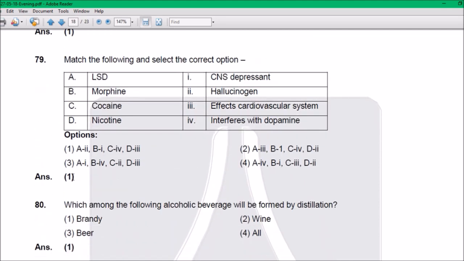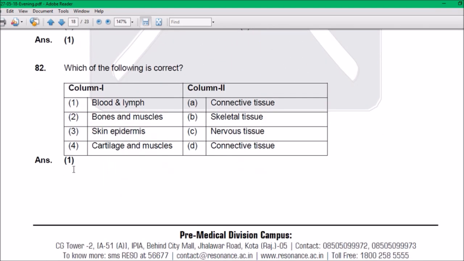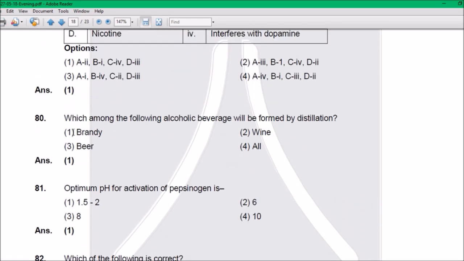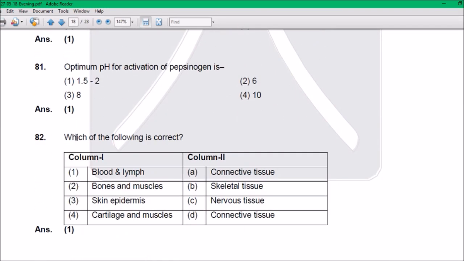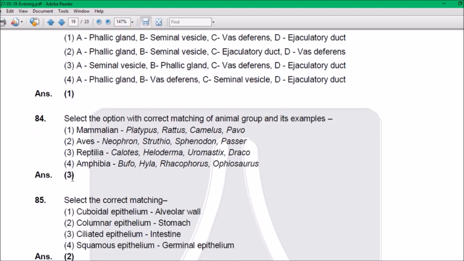79, the answer is 1, ye dekhiye. 80, answer is 1, 81, 1, 82, 1, what a coincidence, 1, 1, 1, 1, 1, superb. And then you have 83, 1, here you got approximately 10 questions, 1, 1, it's continuously 1.